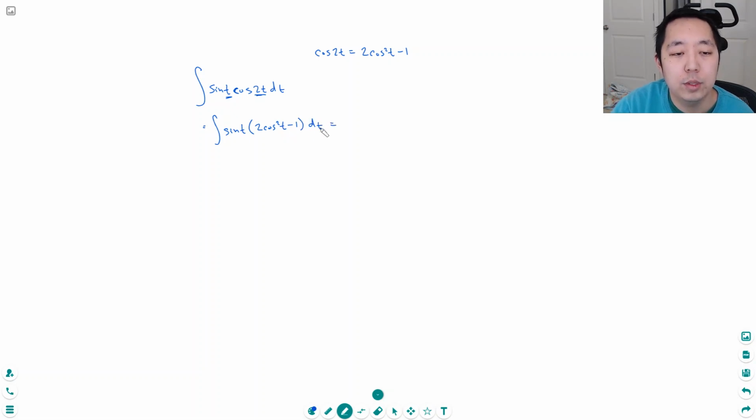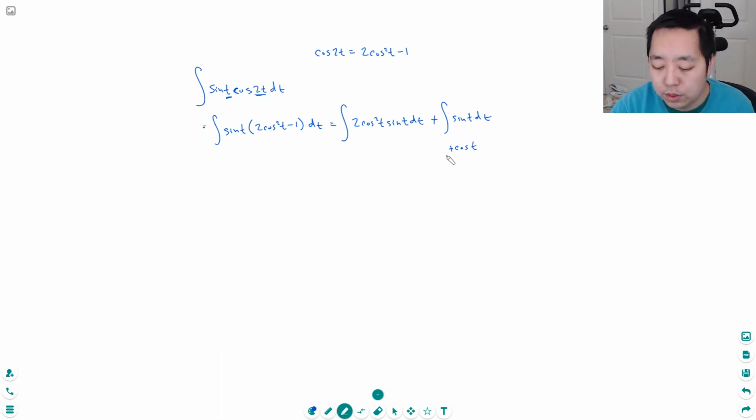And then I can distribute the sine t, so it becomes the integral of 2 cosine squared t sine t dt minus the integral of sine t dt, because sine t times 1 here is just sine t. So I know how to do this integral. This integral is just negative cosine t, right? Or this negative would cancel that, so make it plus. Oops, I shouldn't have made the plus there. This whole part will be plus cosine t, right? Positive cosine t, because the derivative of cosine is negative sine.